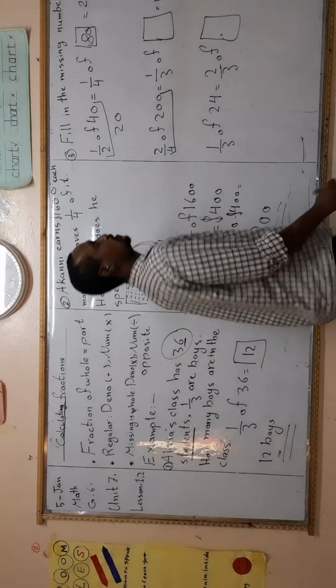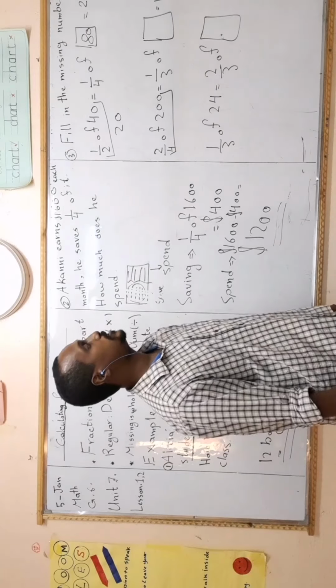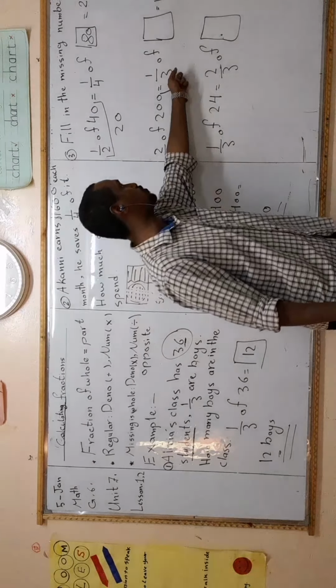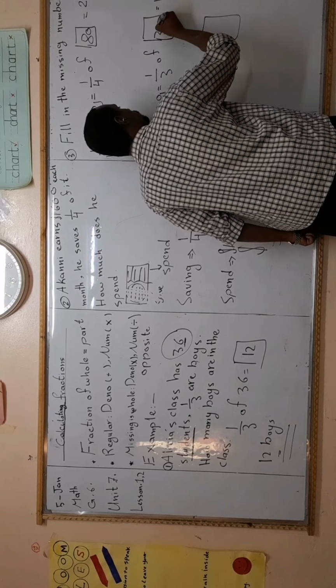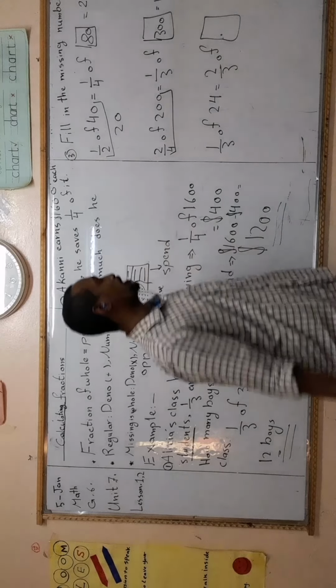That means here I'm going to write 100. Let's find it. 100 divided by 3? No, we do the opposite. We say divided by 1, then multiplied by 3 equals 300.